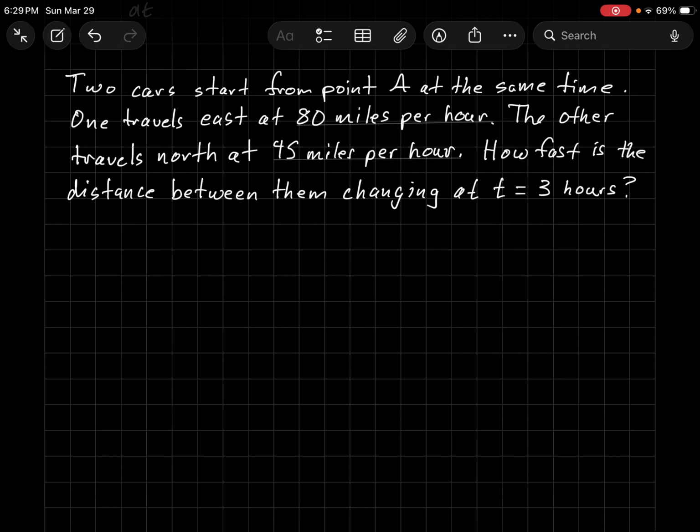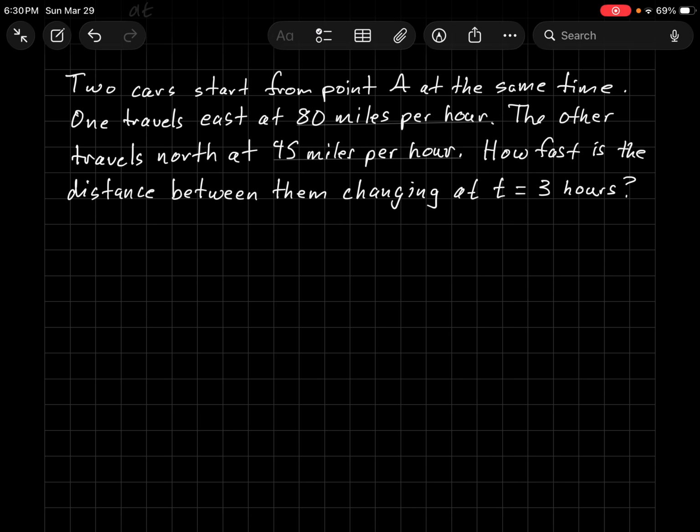Again, you might want to take a picture or pause the video to copy the problem down, which will be the same in the next, hopefully, 2 videos I do on related rates, just with more somewhat typical examples. All right, suppose that I have 2 cars that start from a common point A and they leave at the same time.